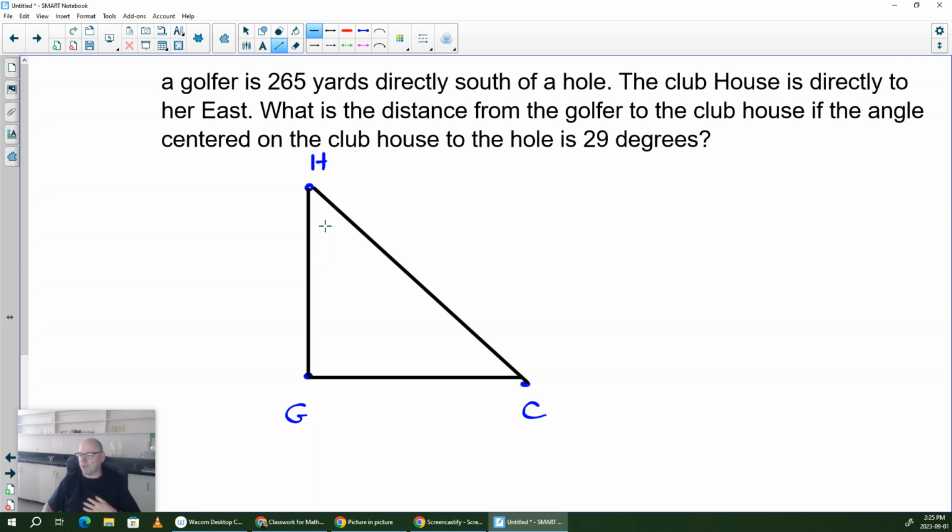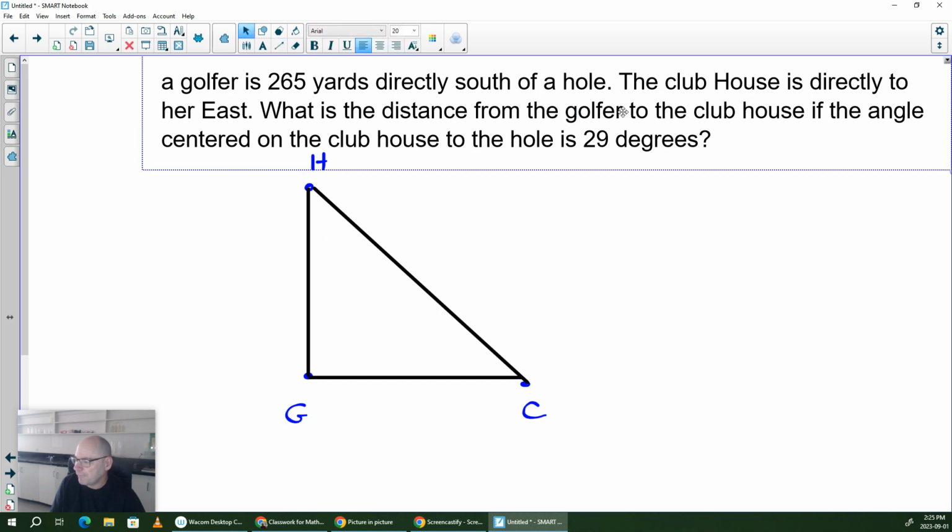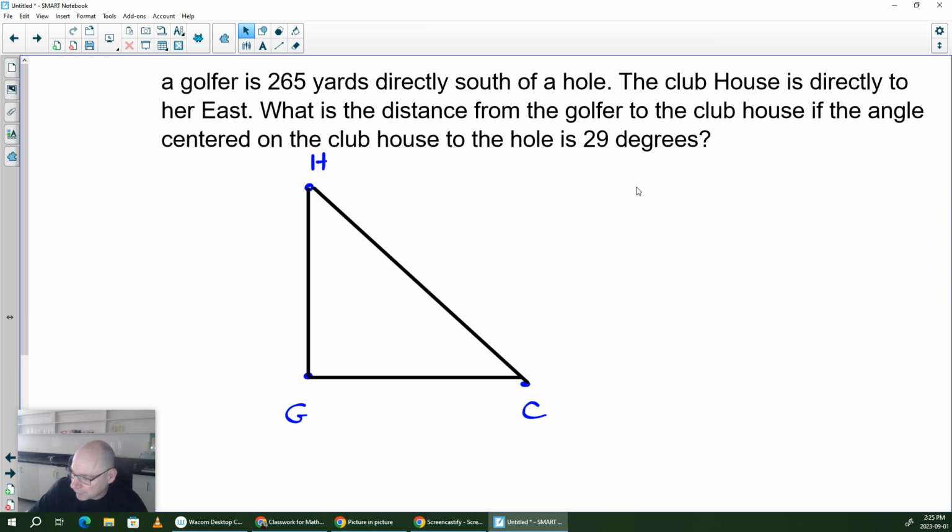Okay, so not the golfer to the club. What is the distance from the hole to the clubhouse? Let's change this. Sorry, guys. We already did golfer to the clubhouse. No, that'll work. That'll work. Okay, so we know that this is 90 degrees here.